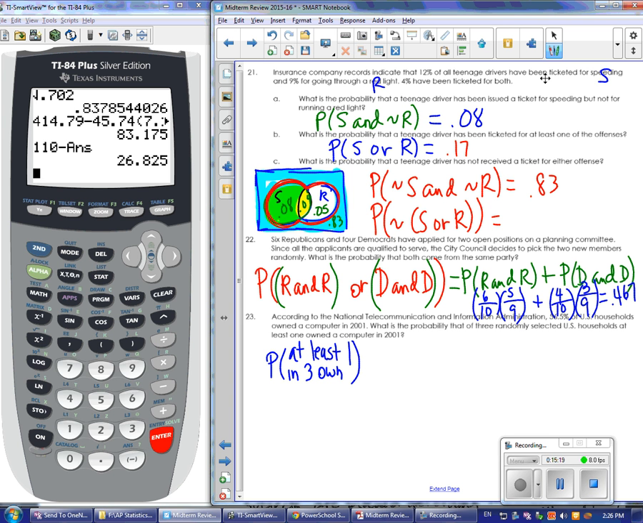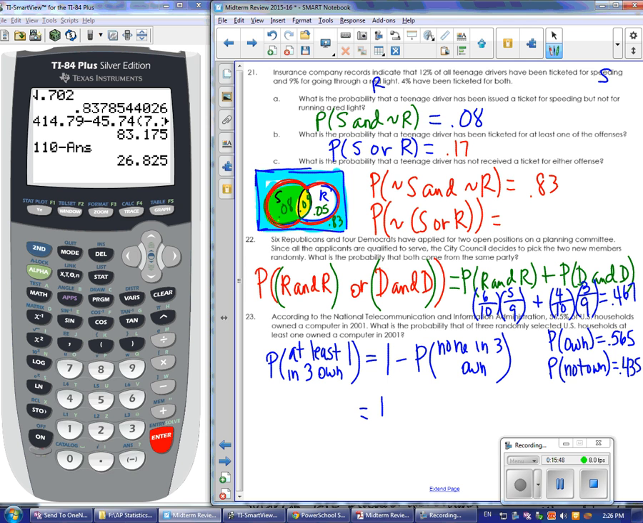And you could find the probability of 1, the probability of 2, and the probability of 3. Or you can do 1 minus the probability that none in 3 own, which is going to be easier. We're told that the probability of owning is 0.565. That means the probability of not owning is 0.435.